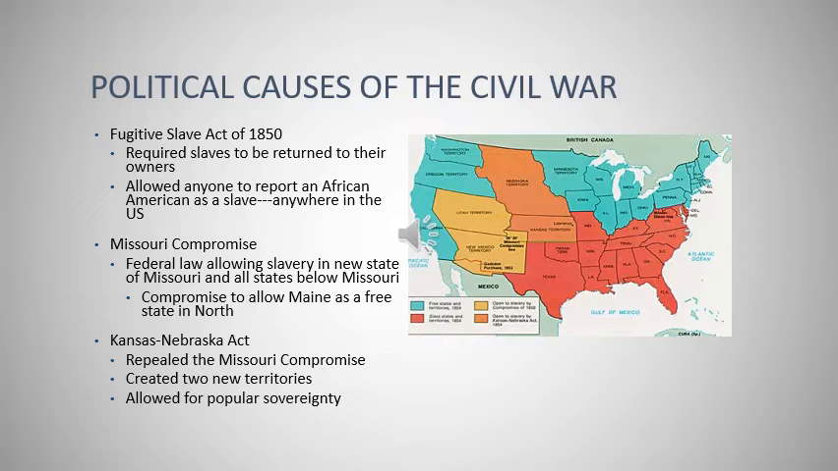The Missouri Compromise was a federal law allowing slavery in the new state of Missouri and all states below Missouri, as seen here on the map in the red states. The Missouri Compromise allowed Maine to be entered into the Union as a free state of the North.